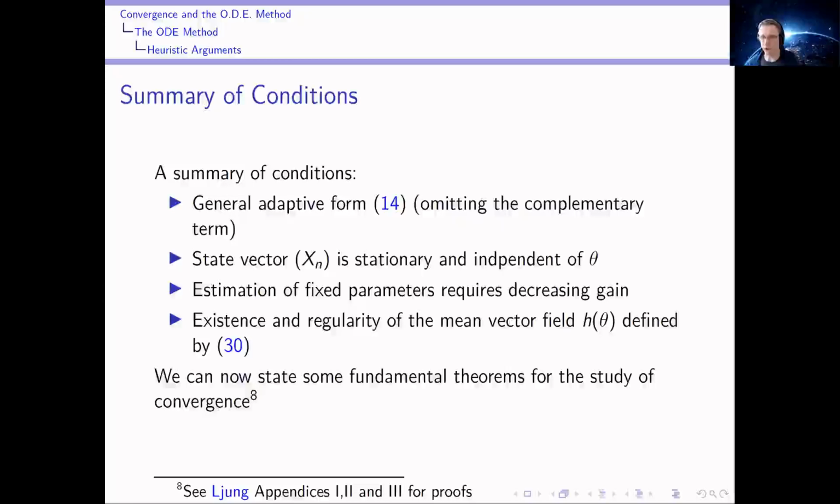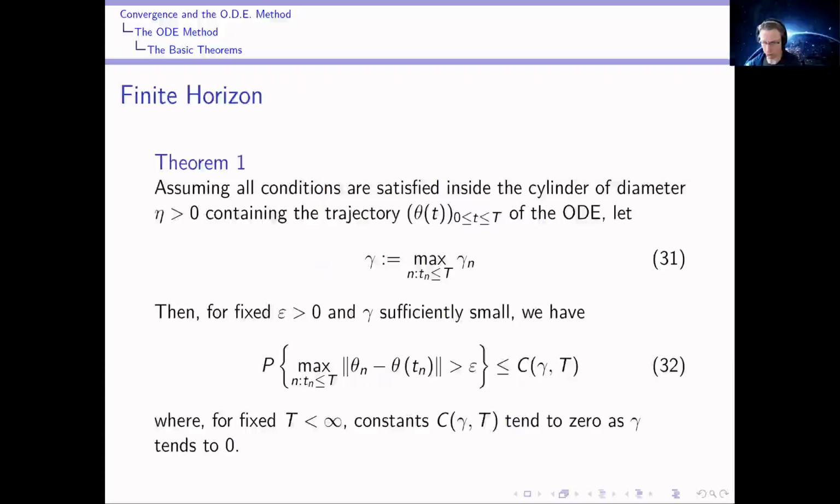So just to give a summary of the conditions for the ODE method. First of all, we have a general adaptive form for which the theory applies. We have a state vector, x, that's stationary and independent of theta. Estimating the fixed parameters of the model requires a decreasing gain. And then existence and regularity of the mean vector field as defined by the expectation in the limit as n goes to infinity. So with that, we can state some fundamental theorems.